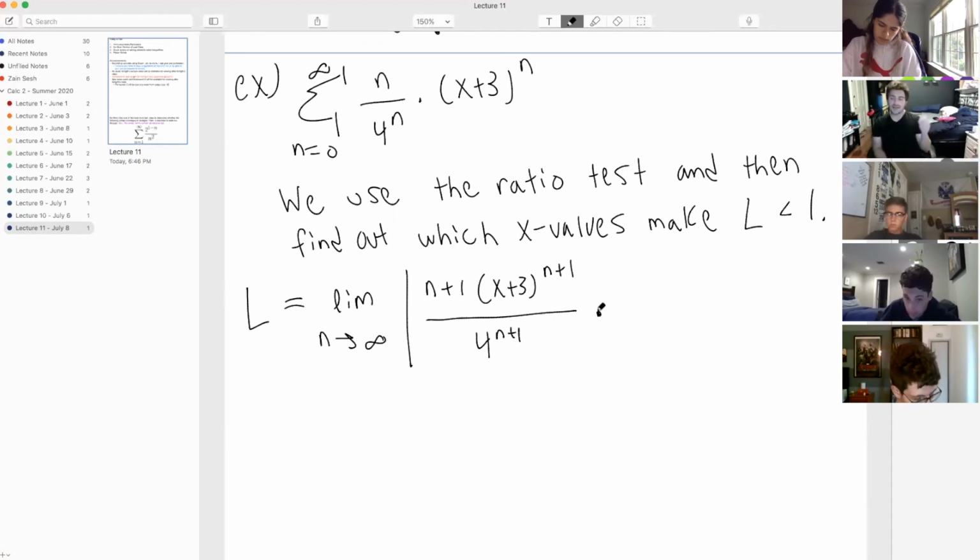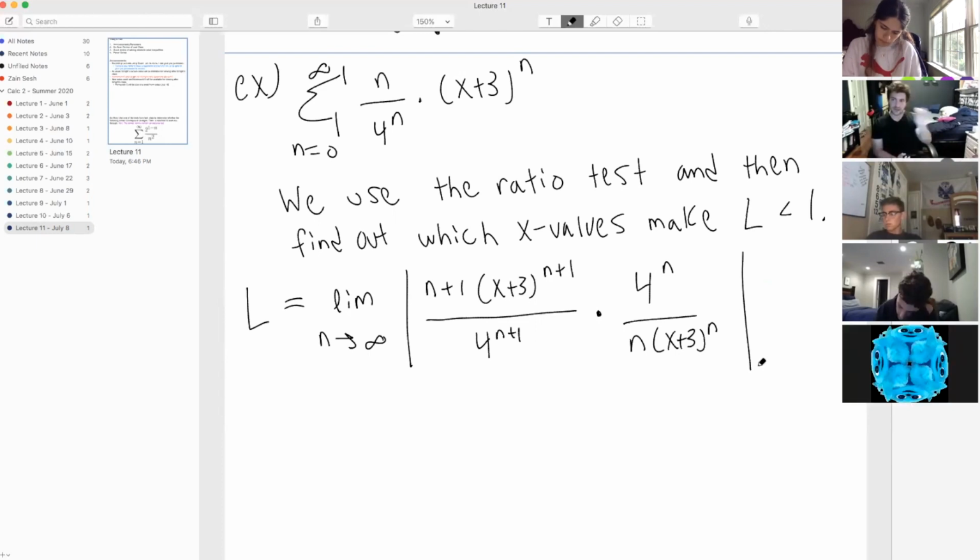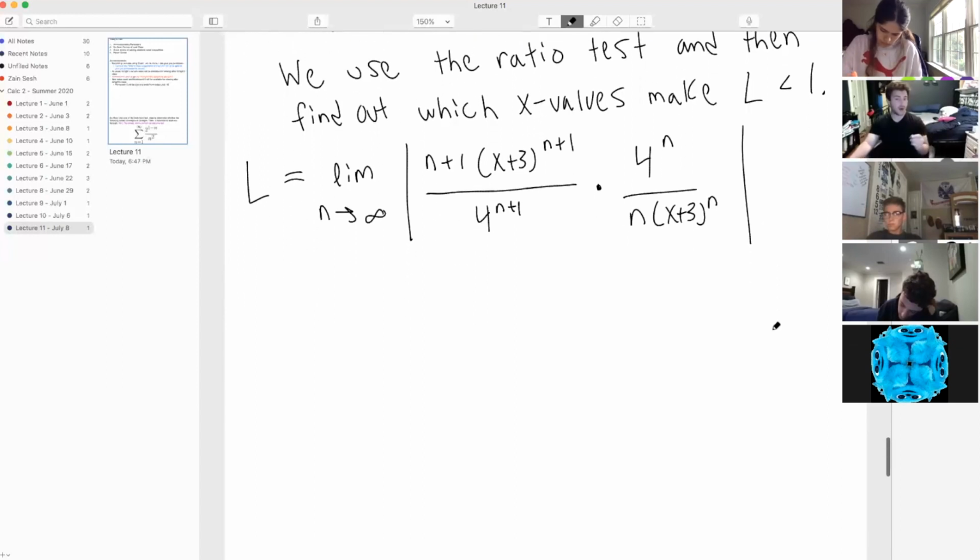And now divide by the nth term. But I'm just going to multiply by the reciprocal since we're dividing fractions. So let me multiply by the reciprocal of the nth term: 4 to the n over n, (x plus 3) to the nth power. So this is just the ratio test, the quotient of the n plus 1th term divided by the nth term. Now let's just work this out.